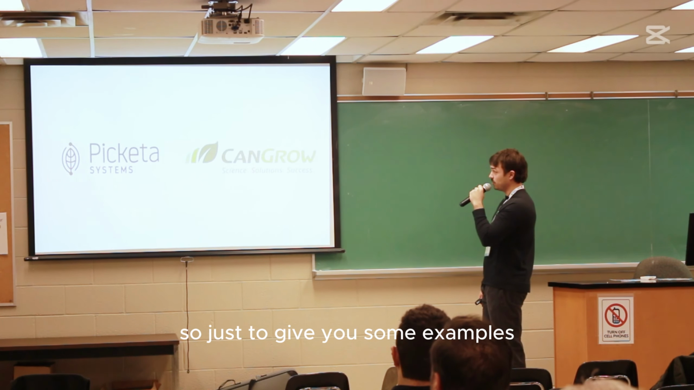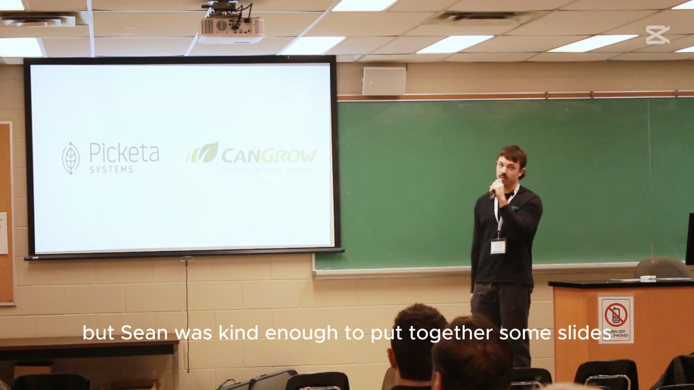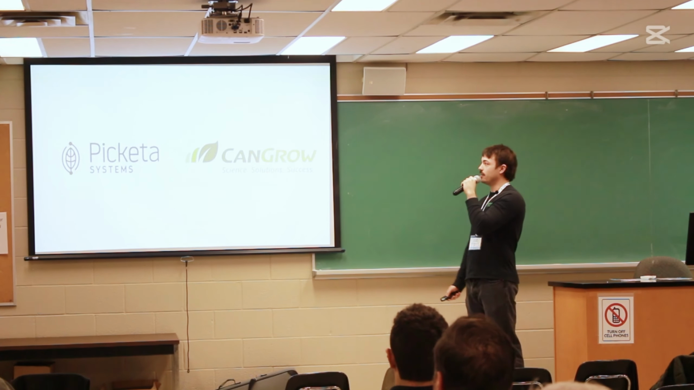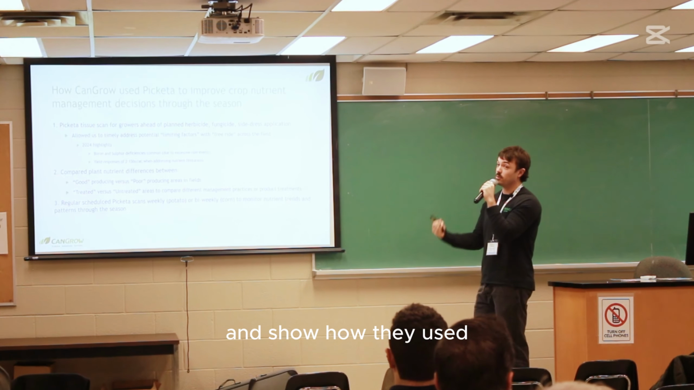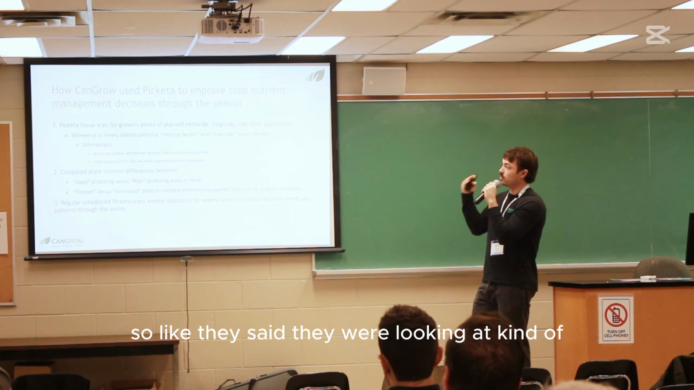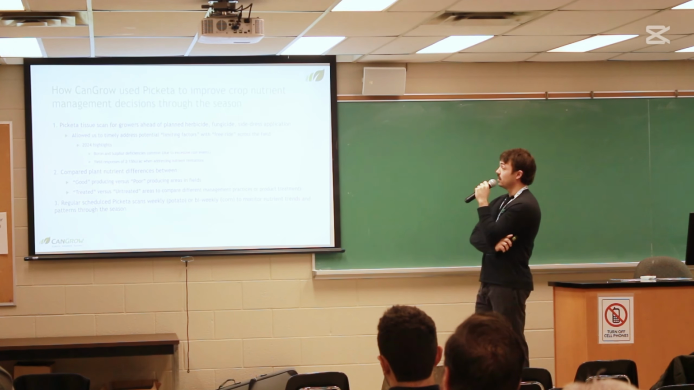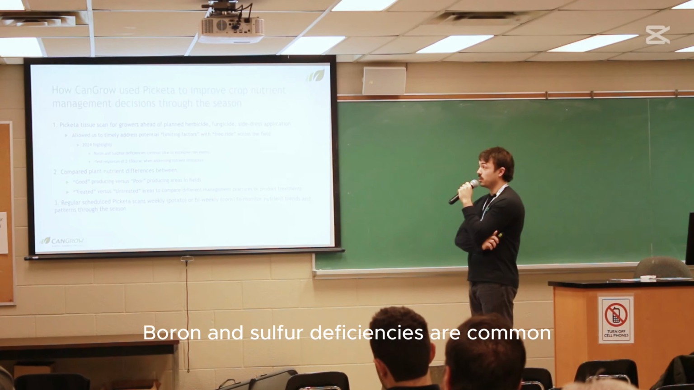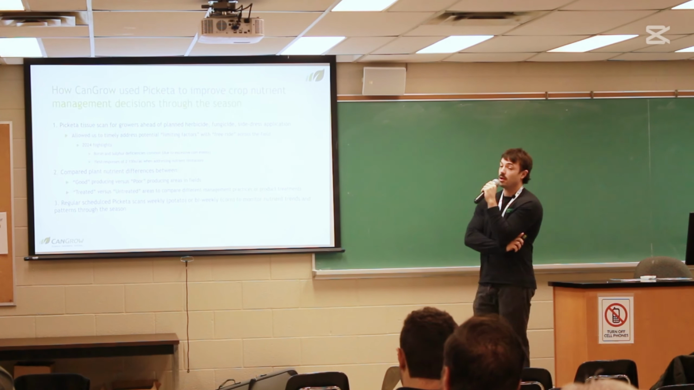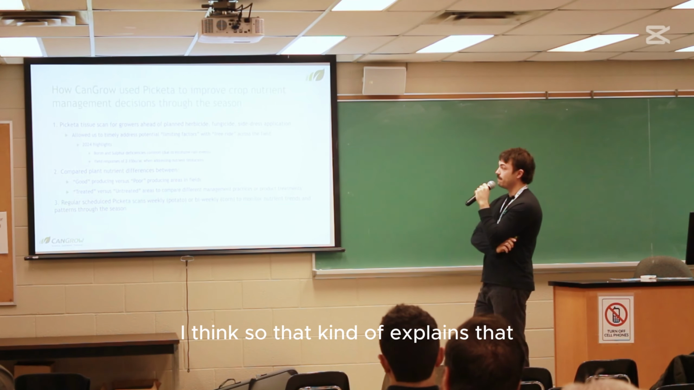So just to give you some real life examples, it was all real data in the system, but Sean was kind enough to put together some slides for us and show how they used the system in their own operation. So like they said, they were looking at potential limiting factors in fields. Like it was mentioned earlier, boron and sulfur deficiencies are common. You guys had a rainy start to the season, I think, so that explains that.